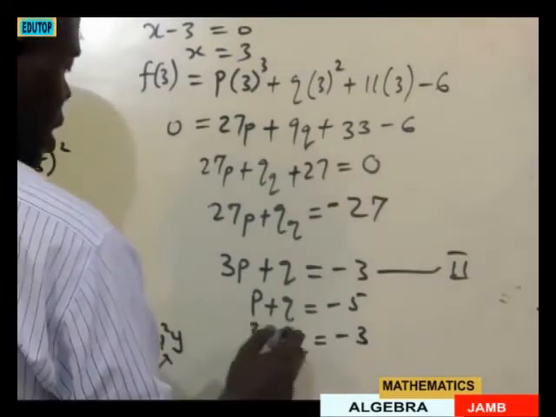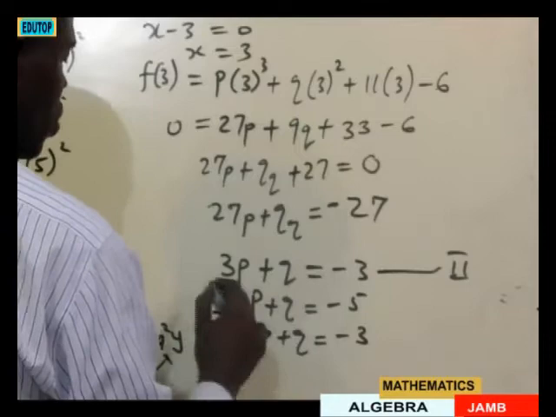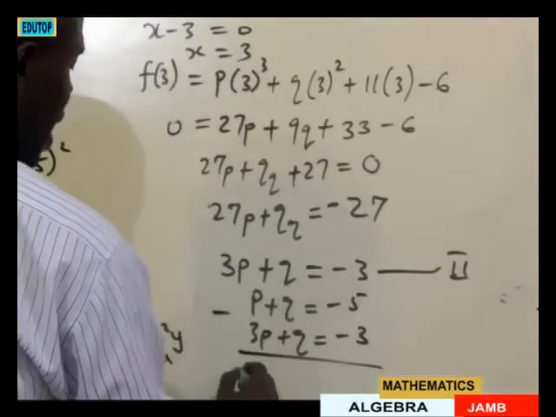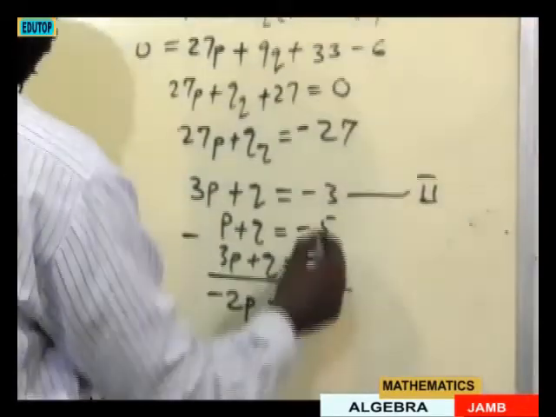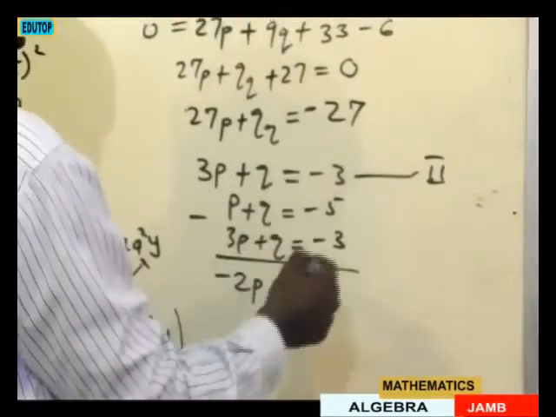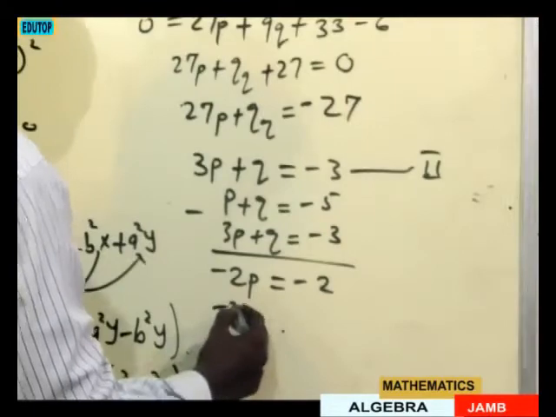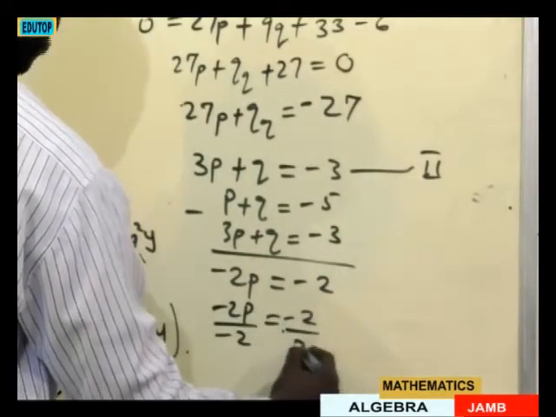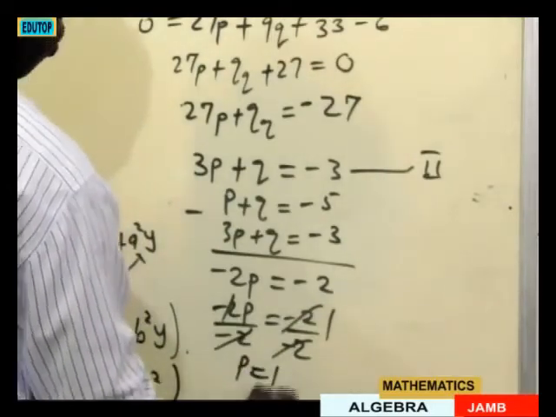Now, in order to eliminate this q constant, whose coefficients are the same, let me just subtract. If I subtract, p minus 3p, that's minus 2p. q minus q, 0. Then I have minus 5 minus 3. That's minus 5 plus 3, that's minus 2. Then let me divide both sides by minus 2. Minus 2p divided by minus 2, minus 2 divided by minus 2. So this one becomes 1, and my p equals 1.